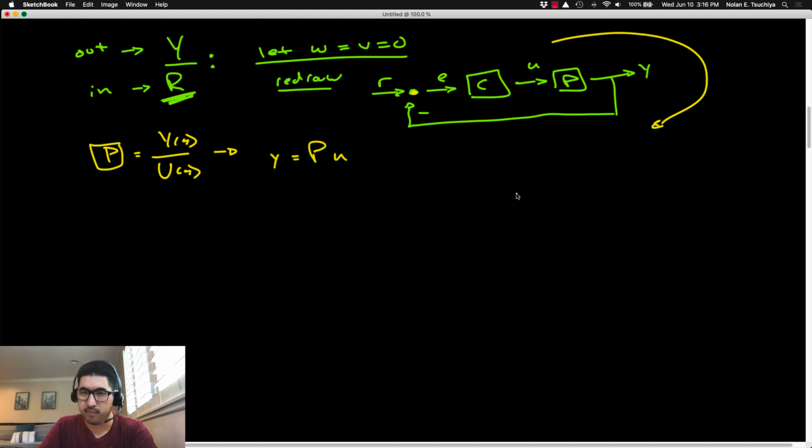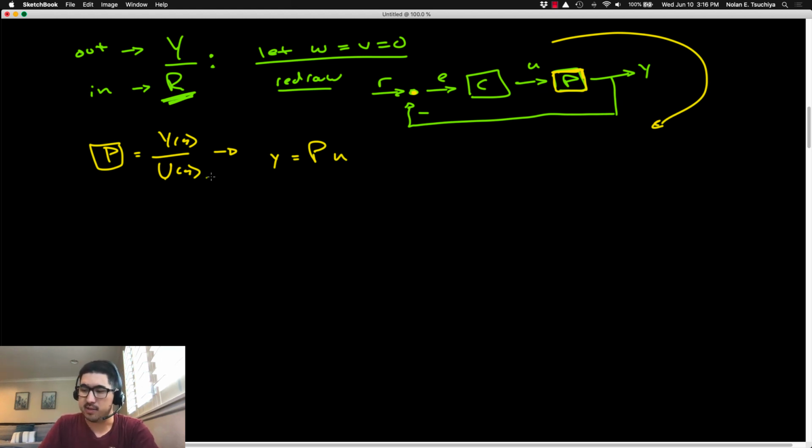Okay, you see how it works? So according to this block diagram, the plant has an output of y and an input of u, and the transfer function relationship is that P is equal to y over u. So if we just multiply both sides by u, we get that y is equal to P times u. Okay, so that's the equation that we can get.